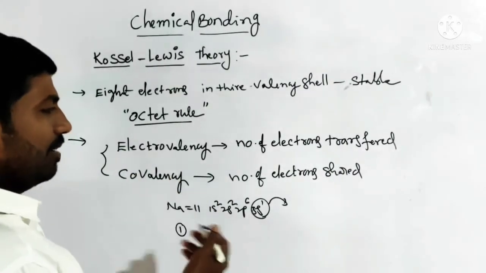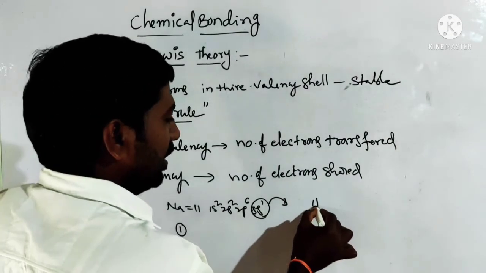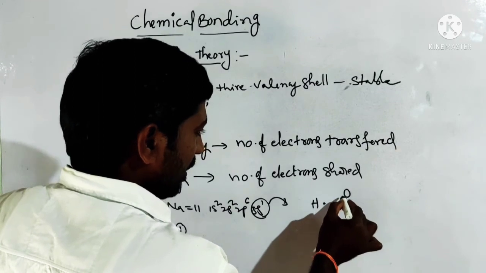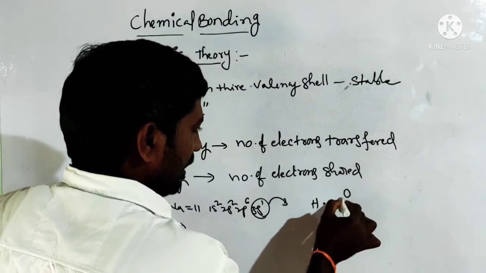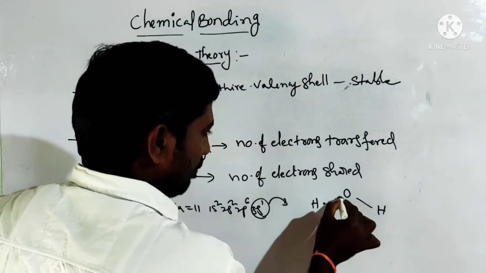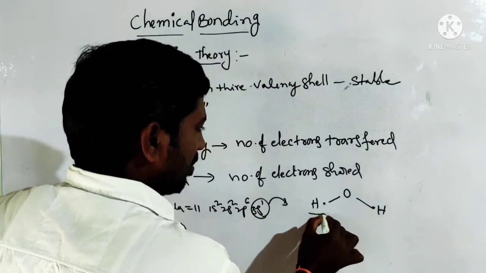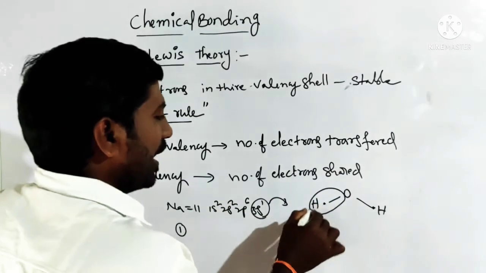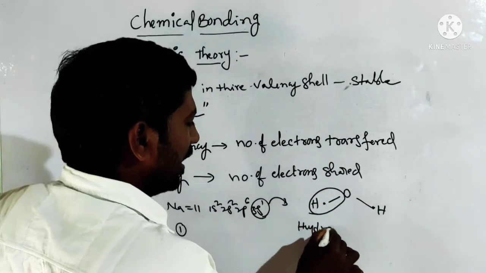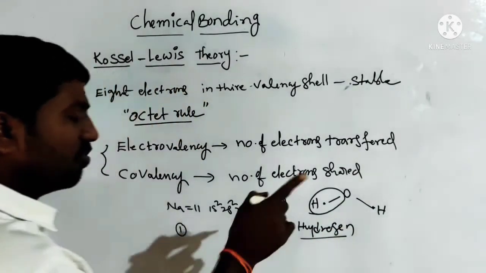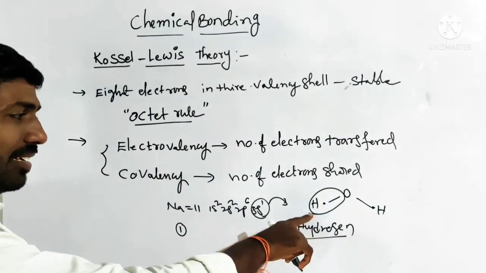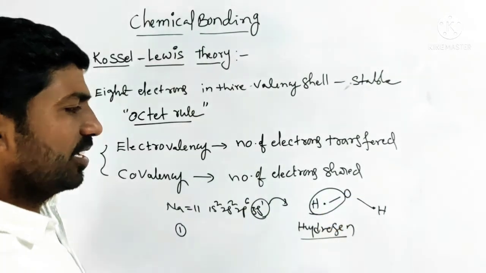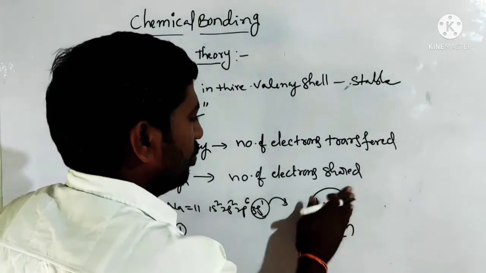Covalency means the number of electrons shared. For example, hydrogen and oxygen. We can take the H2O molecule as an example. So 1 electron is shared between these 2 atoms. So what is the covalency of hydrogen? 1 only, because hydrogen shares only 1 electron with the oxygen atom. Otherwise, we can take one more example.